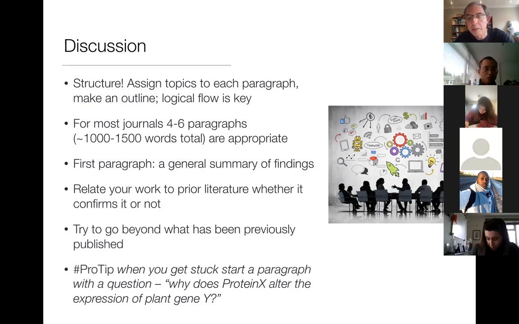Or why does protein X alter the expression of gene Y in potato, but not in Arabidopsis? Something like that, right? And now you can spend that paragraph discussing and answering that question. That's a very good tip to help break writer's block when you're stuck with the discussion.